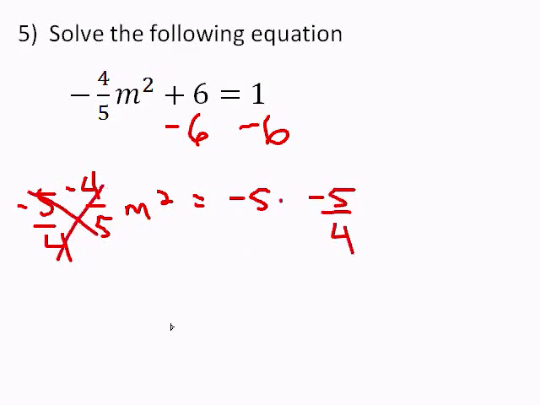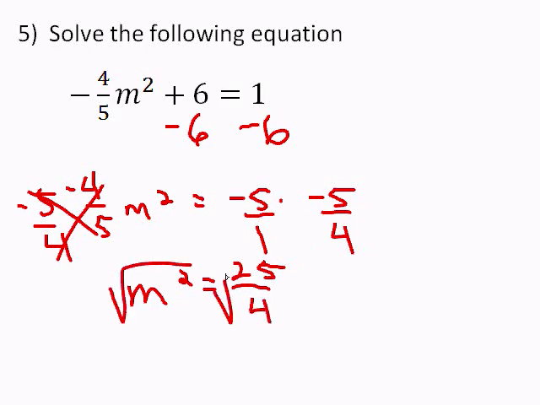Negative 4/5 and negative 5/4 gives us 1, basically cancels, giving us m squared is equal to, we multiply top to top, bottom to bottom, negative 5 times negative 5 is positive 25. 1 times 4 is 4. To get m by itself, we take the square root of both sides, giving us m is equal to plus or minus the square root of 25 over 4.